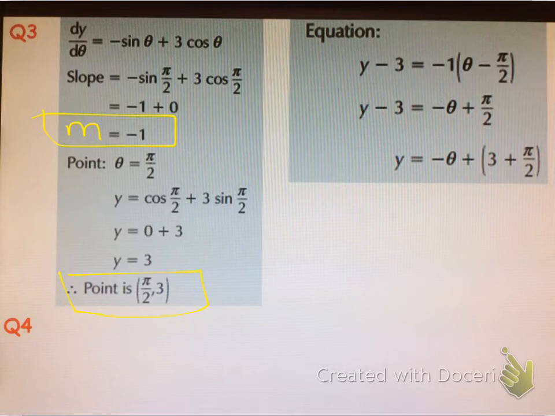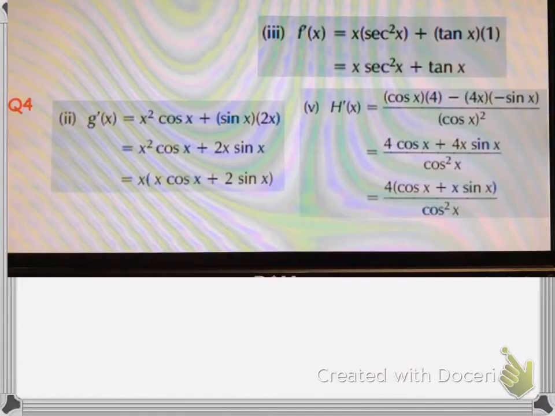Question 4. Use the product and the quotient rule to differentiate the following functions. Well, we've done the product and the quotient rule. So part 2, g of x was x squared sine x. So that's a product rule, u by a v. Okay, so again, u multiplied by v, use your product rule. The product rule is dy dx is equal to u dv dx plus v du dx.